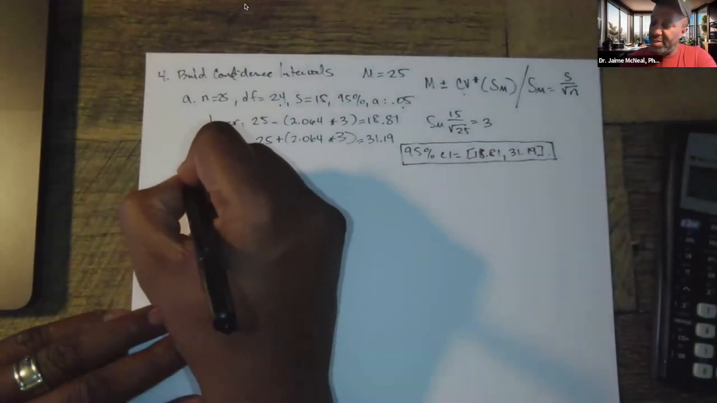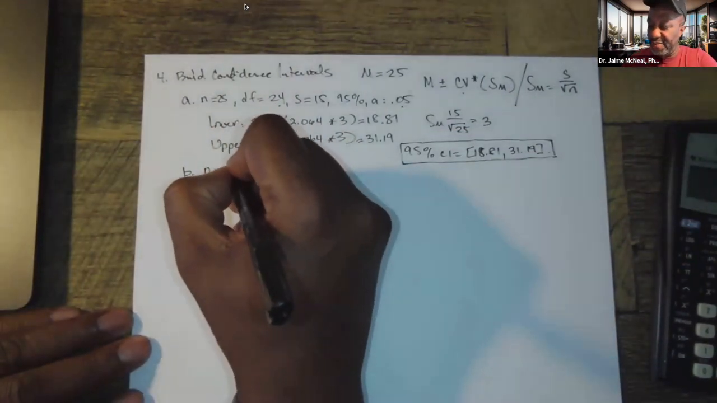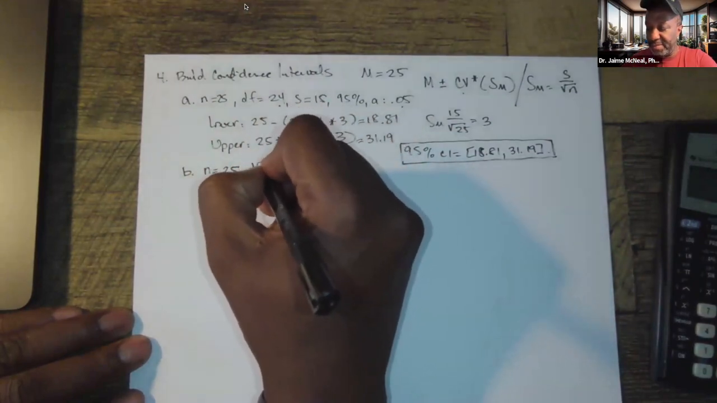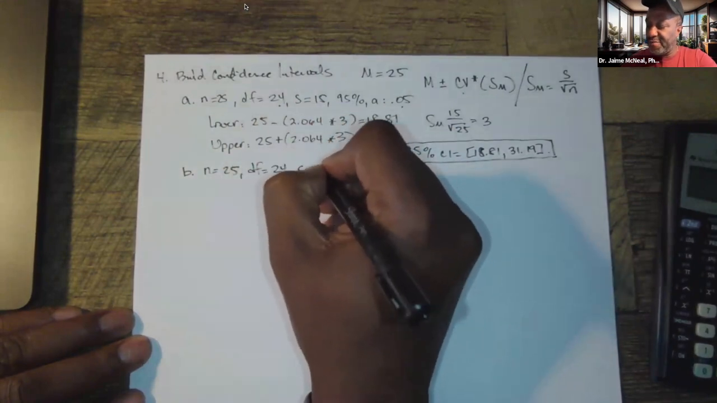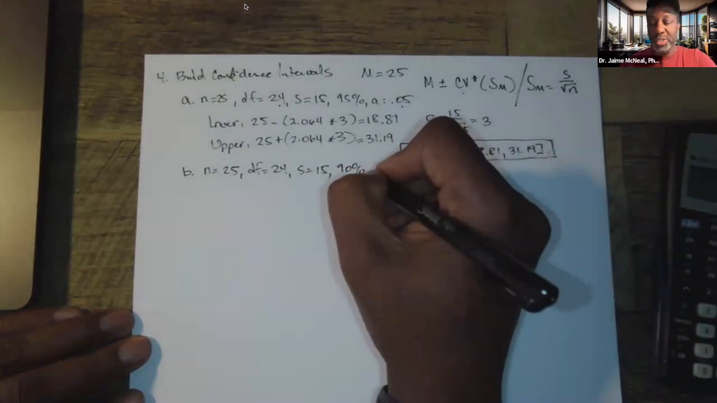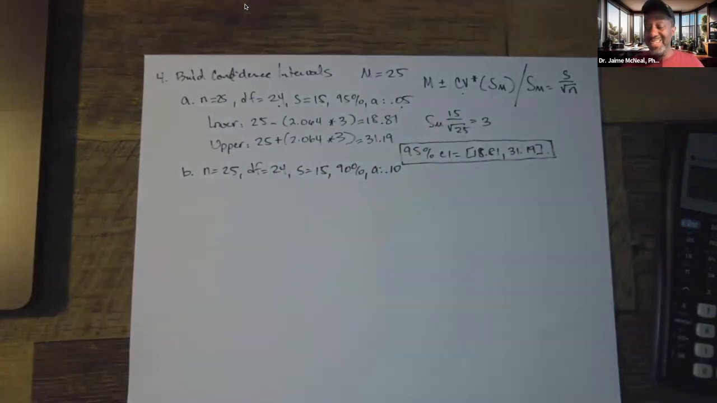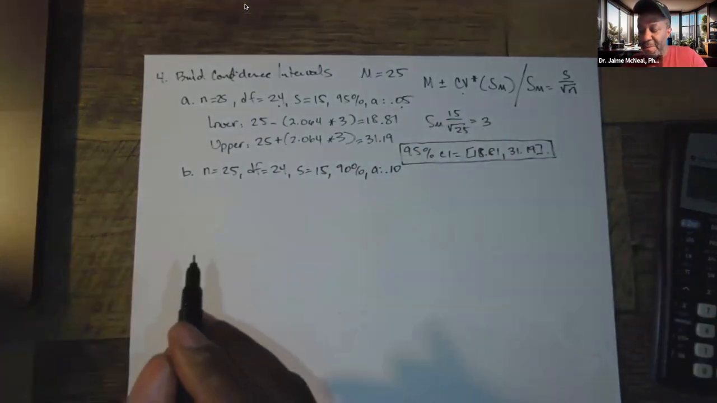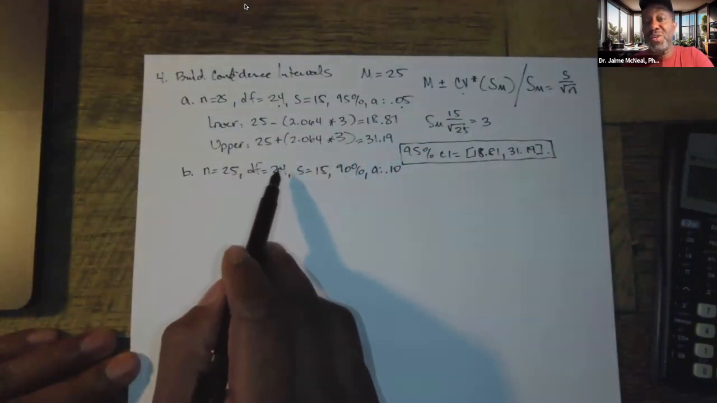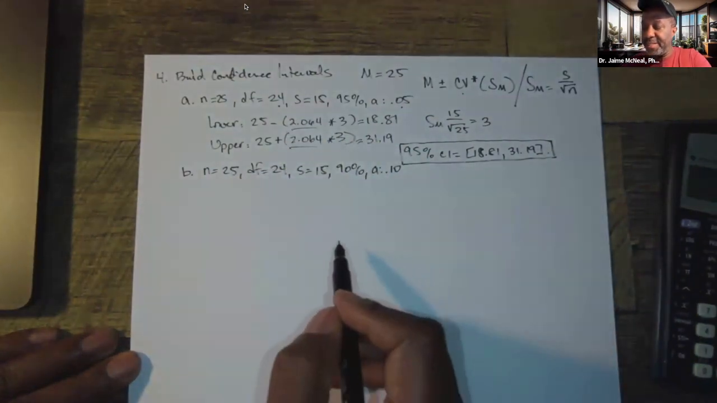All right, let's move on to B. For B, they say the n is 25 again, which means the degrees of freedom is 24. The standard deviation is still 15, but this time they want a 90% confidence interval, which means the alpha is 0.10, which we haven't done yet. We're still using 25, we're still using 24 as the degrees of freedom, but the alpha, meaning the critical value for this problem, is going to be different.